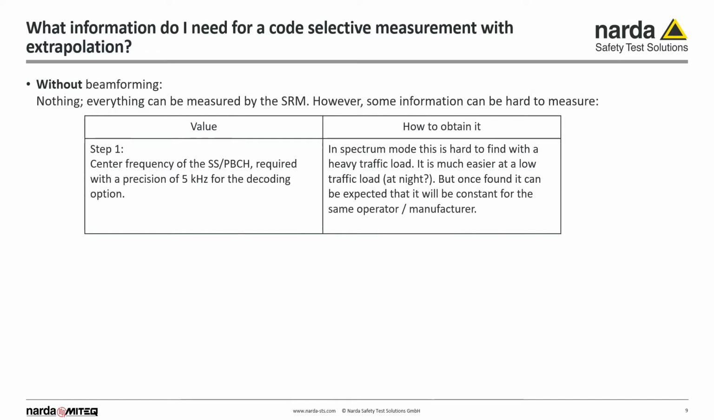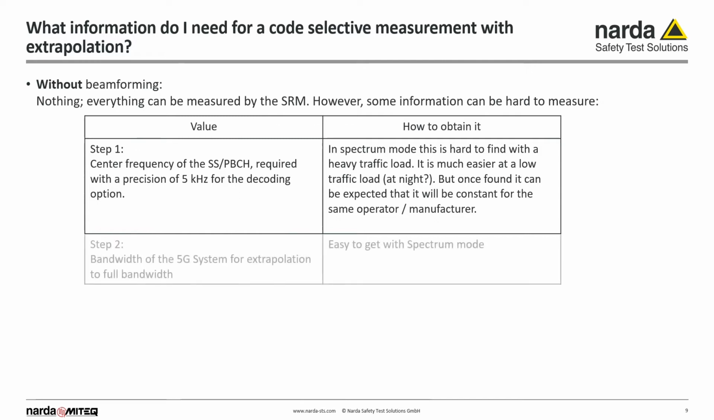The value for a particular combination of provider and manufacturer is usually pretty constant, though. This means that once it has been measured, the information can also be used for other locations. System bandwidth: easy to determine with the maximum result type in spectrum mode. A lot of traffic helps.